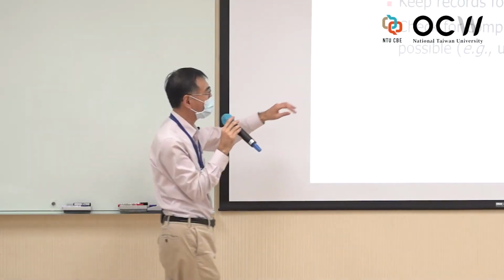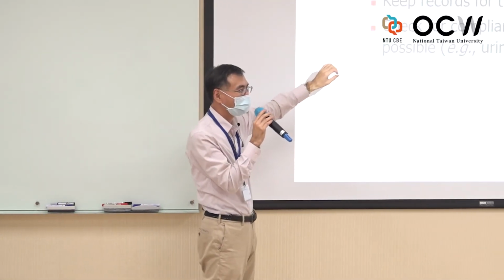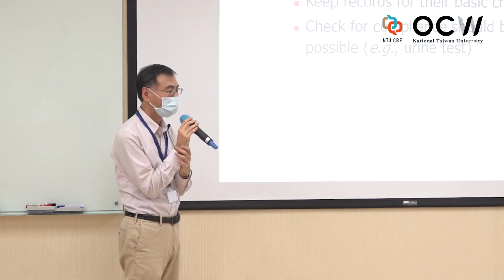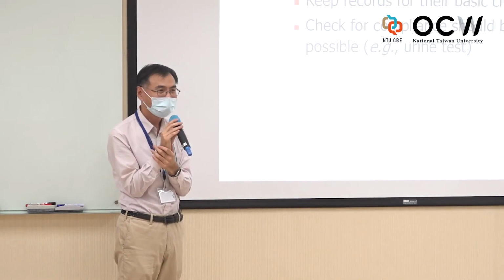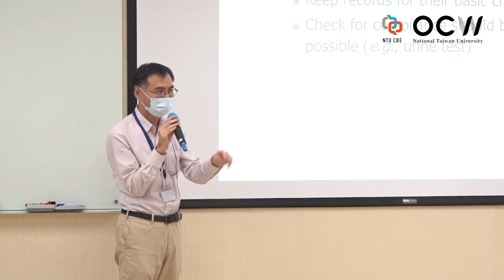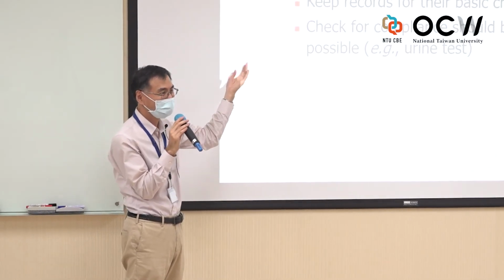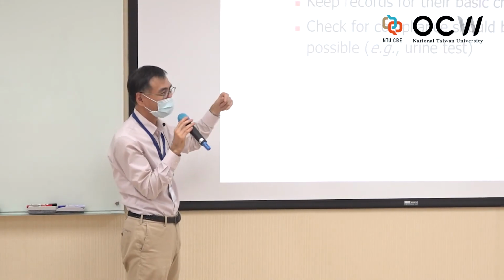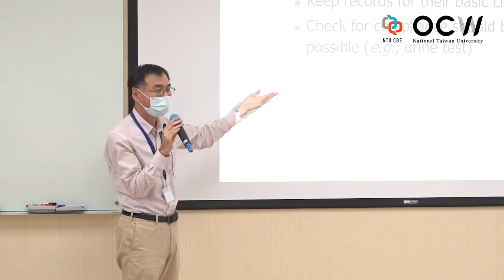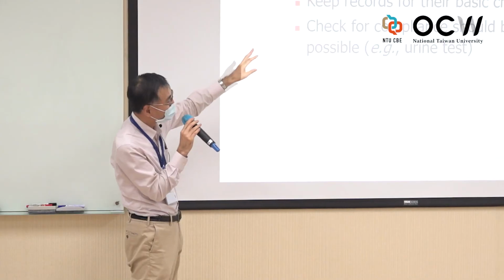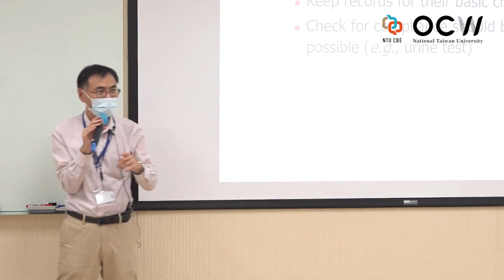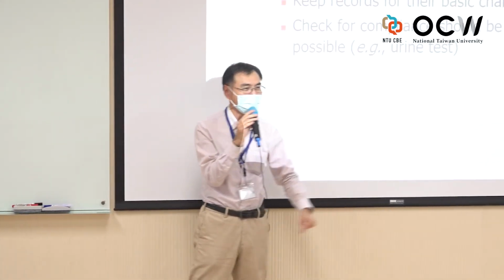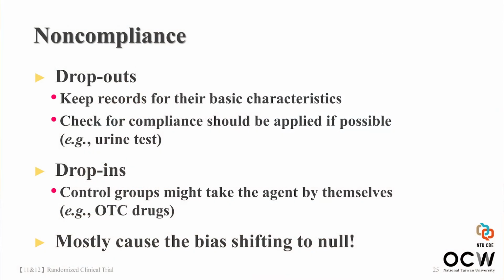And also, if possible, we could check compliance, like with a urine test. I mean, there are people who pretend that they are in, but actually they are out. They are in the intervention group, but they might not take it at home. They might say, oh, I'm going to do it in front of you, but actually they don't do it. That's actually a dropout. So it could happen for some reason. So dropout could be a source of selection bias. But we could test their urine to see if they really take the medication.